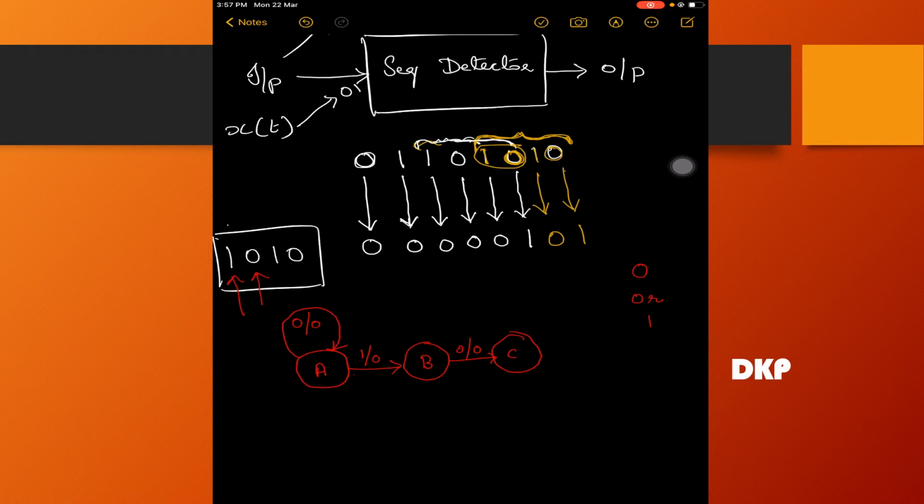Now, the previous two bits are 1, 0 as I told, and it might lead to a valid sequence. Thinking that in mind, it goes to the next state C.